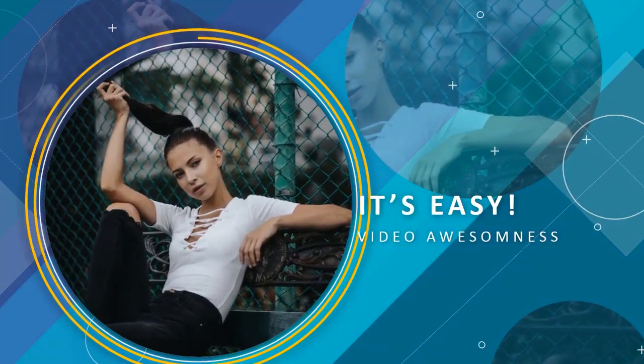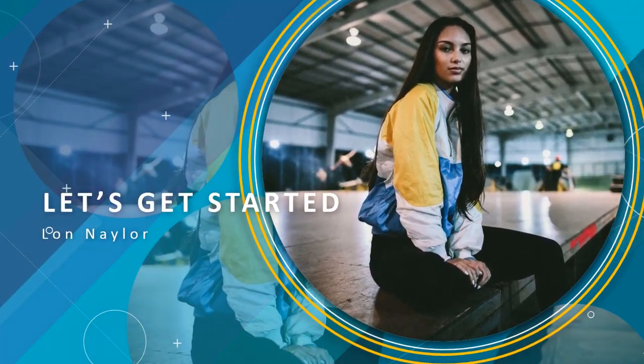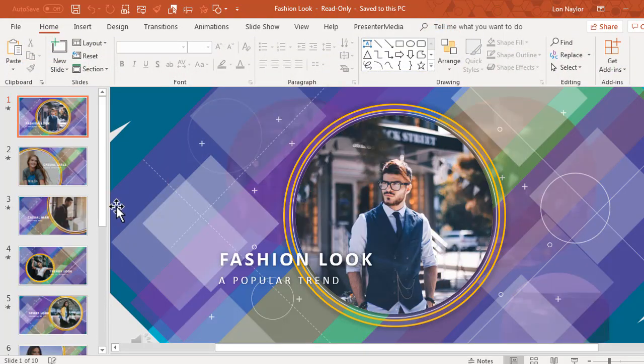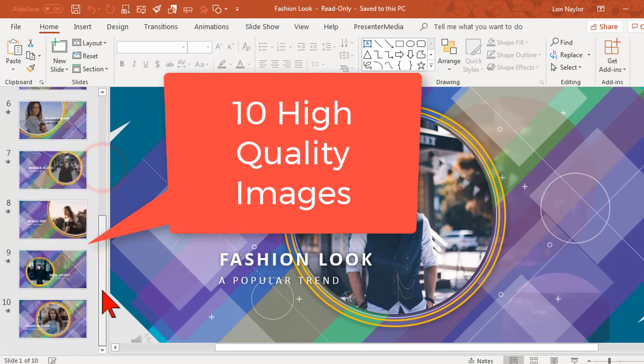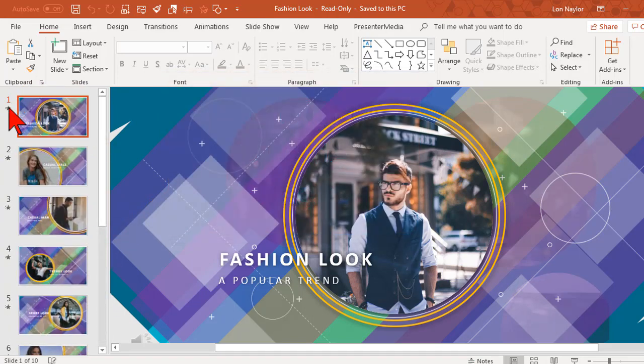This template comes from the Videoowide version 4 collection, and it's pretty easy. The first time you open it, let's click the Enable Editing button and we'll be ready to get started. This template has 10 slides and you're going to want 10 high quality images. Start off by clicking the star here to play the animation.